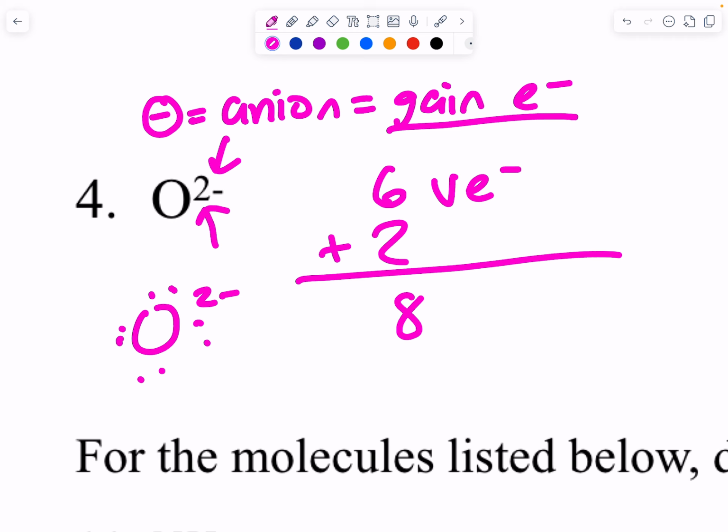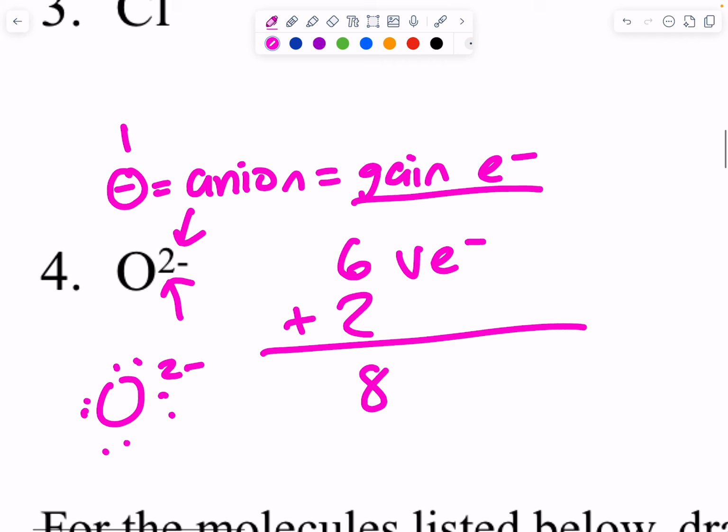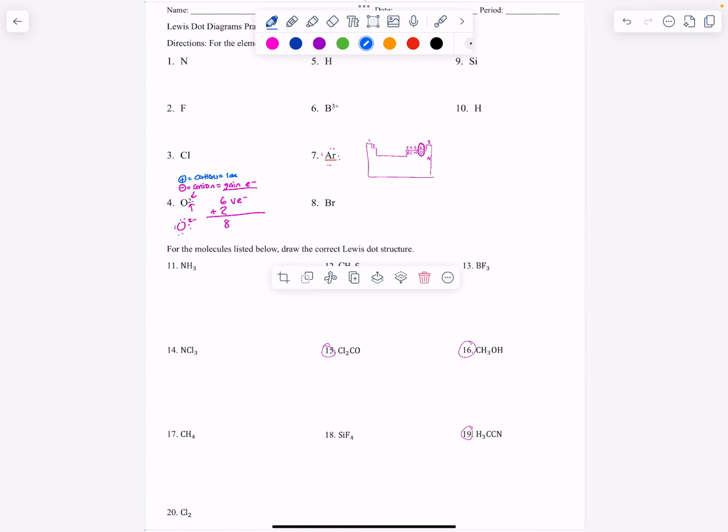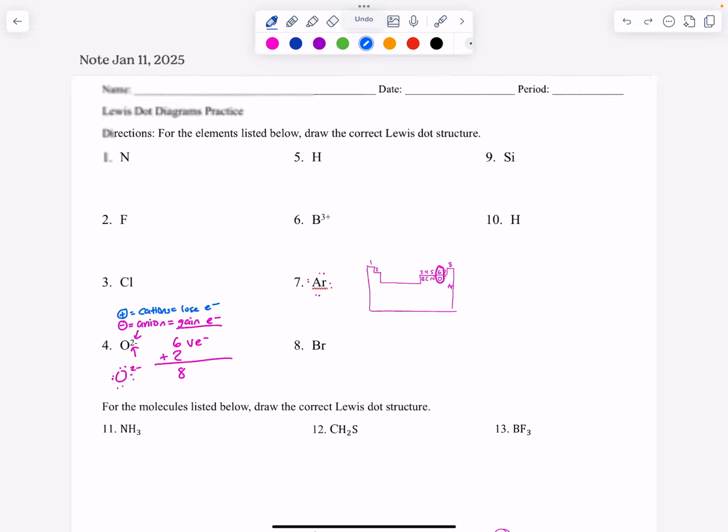That is true. And you would do the same thing for the positive charges, but remember the positive charges are called cations. So they lose electrons. It's going to be the opposite. You're not adding, you will be subtracting whatever the charge says. And that's how you do section 1.